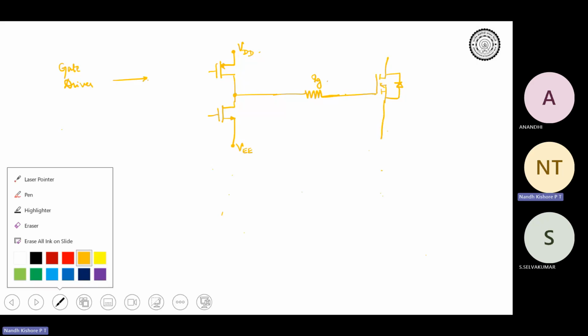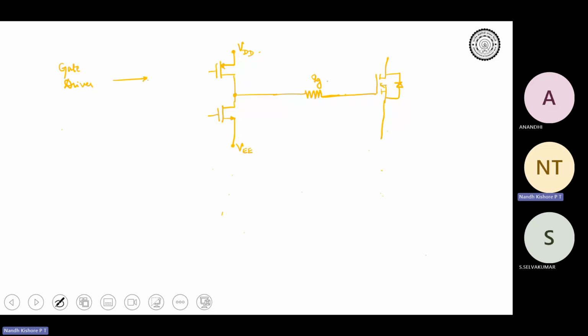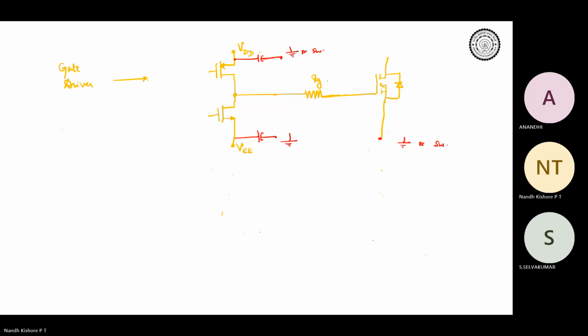So what you will be having is, we studied about decoupling capacitors in earlier lectures, right? So you'll be having decoupling capacitors with respect to the source. This can be either the power ground or the switching node. So based on this, the capacitors will be from VDD to the ground or VDD to the source of the device. Similarly, from VEE as well, you'll be having something like this.